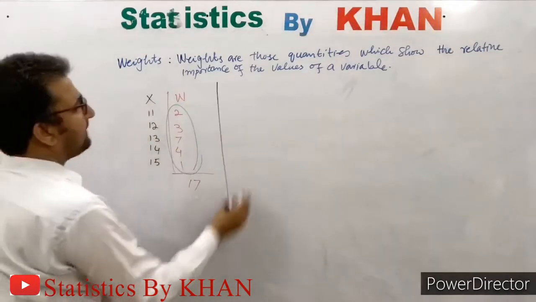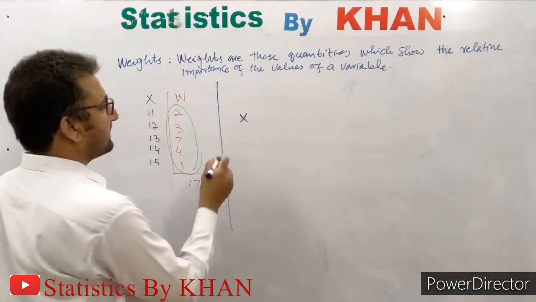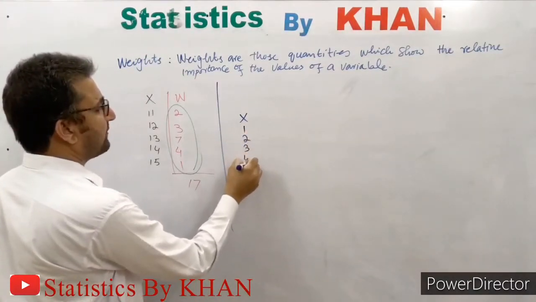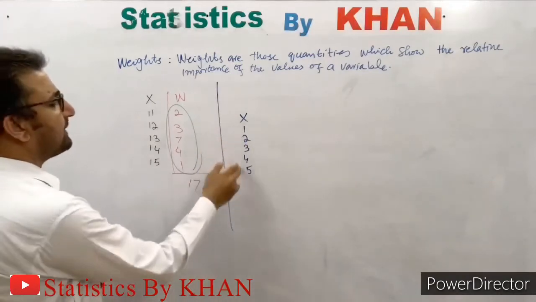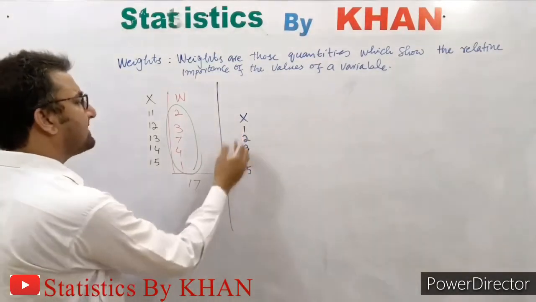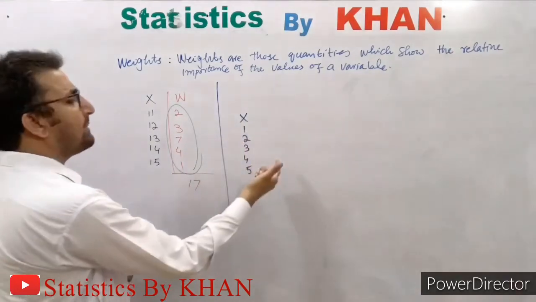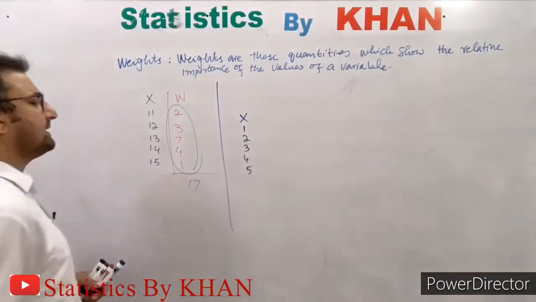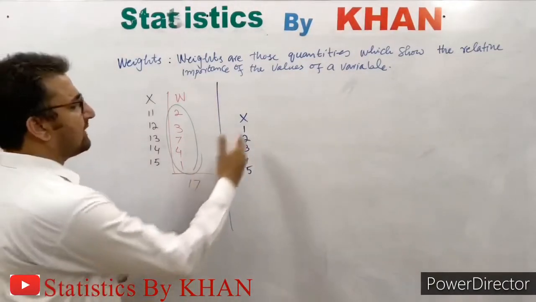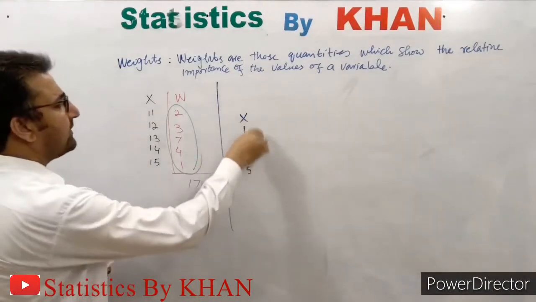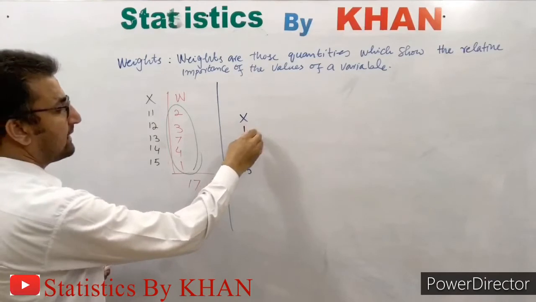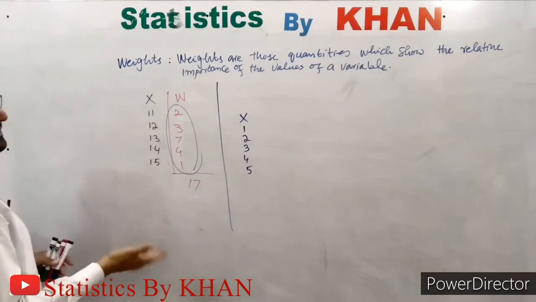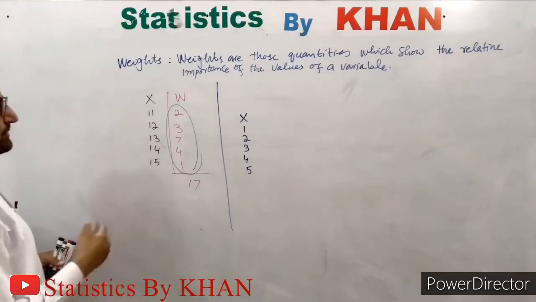On the other hand, if we have a data set that contains 5 observations, and each of the observations has occurred only once, for example, 1, 2, 3, 4, 5, then the importance of each one of them is equal, or identical. What do I mean? Each one of the observations has occurred only once. 1 has occurred only once, 2 has occurred only once, 3 has occurred only once, and similarly 4 and 5. So that is why there is no weight. In this case, all the values of the variable are equally important. But in the previous case, all the values of the variable are not equally important. Some of the values are more important and some of the values are less important.